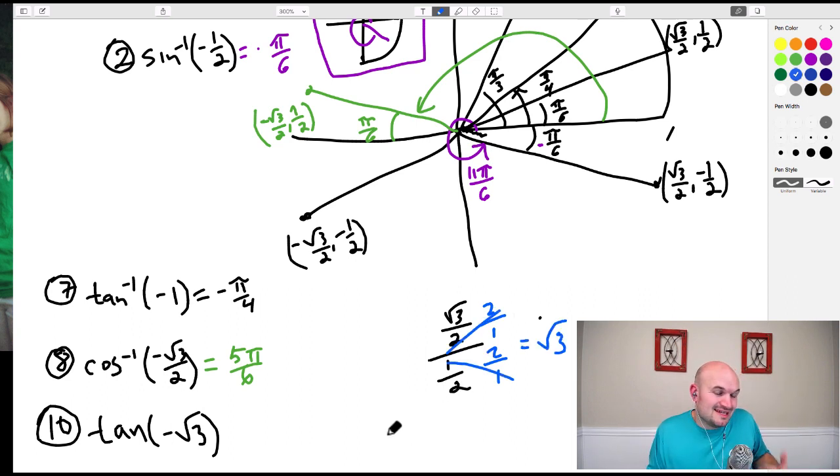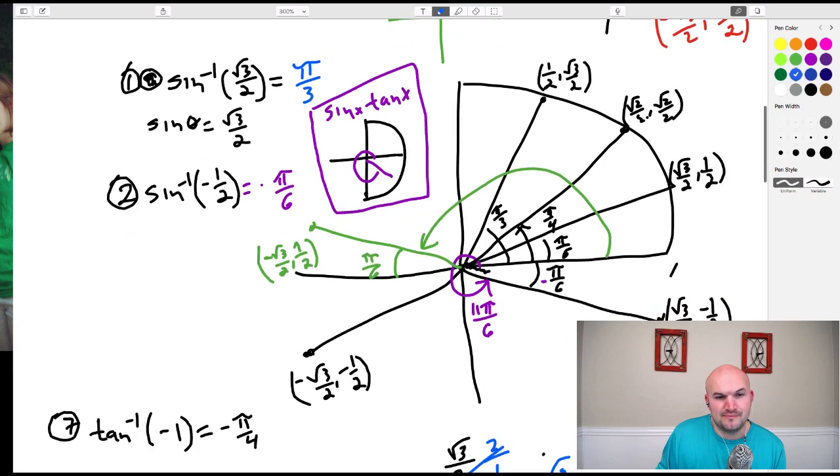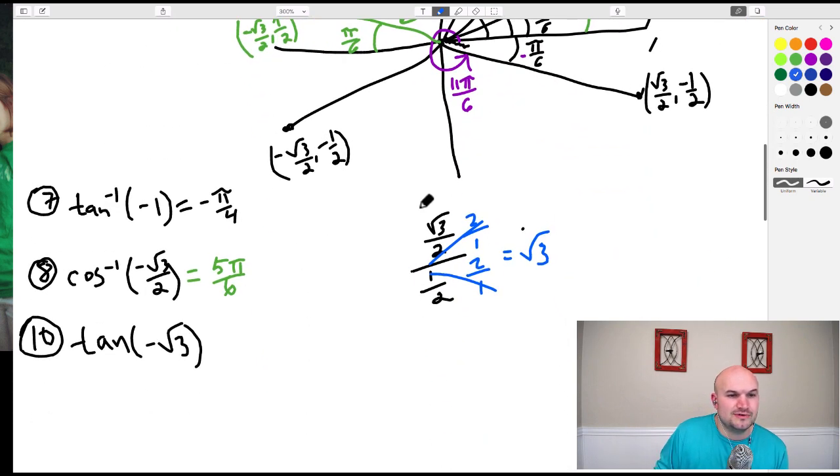However, the problem is asking, when we take the tangent of what angle does it give us negative square root of 3? If we're looking for the negative, tangent is only negative in the second and the fourth quadrant. Obviously, by the constraints of tangent, we need the fourth quadrant. So if that angle is positive pi over 3, we need to find negative pi over 3. So the angle for that one is going to be negative pi over 3.